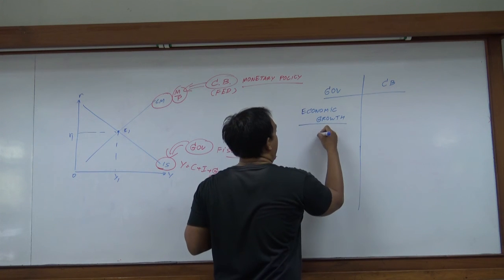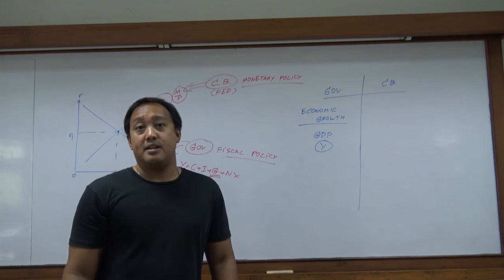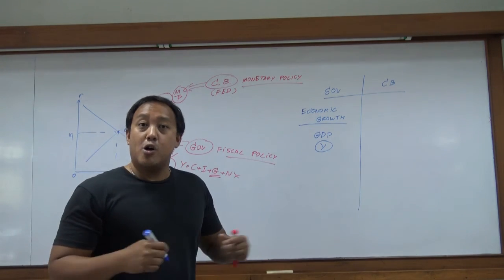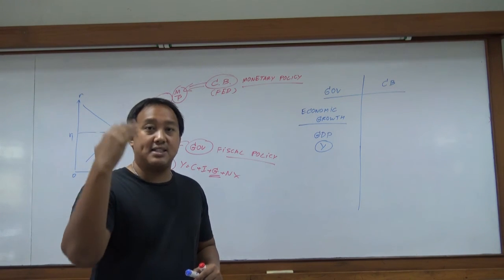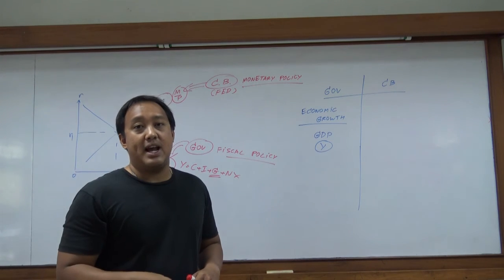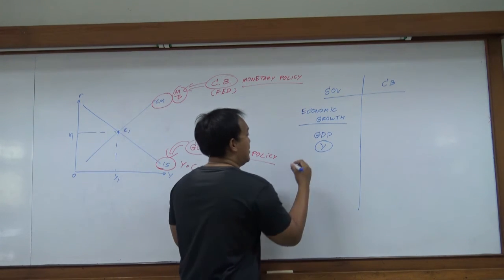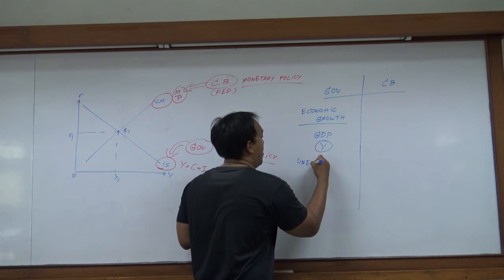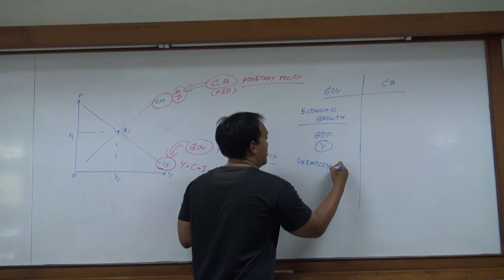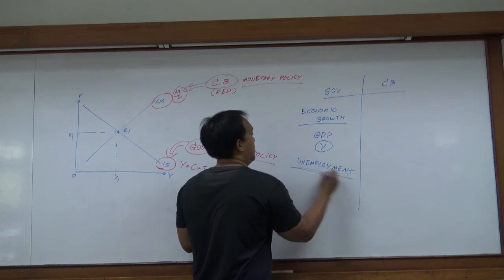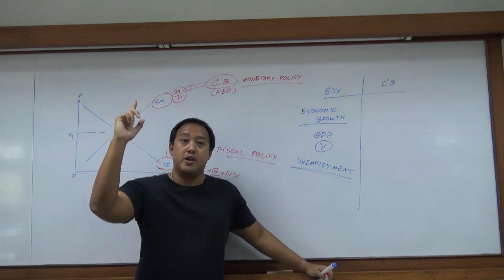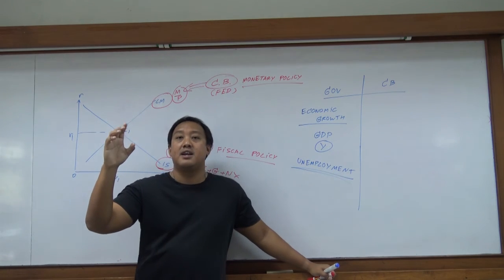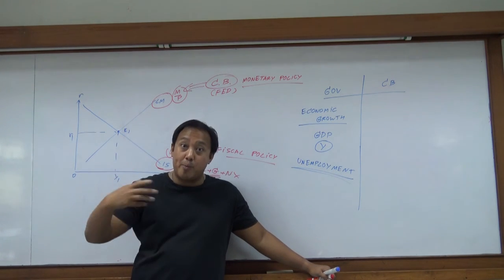Normally, the government takes care of GDP, or Y. The government just wants to take care of economic growth, trying to increase Y, increase GDP, as high as possible, and at the same time also take care of the unemployment problem. When the economy is good, when GDP is high, the country is going to produce a lot.